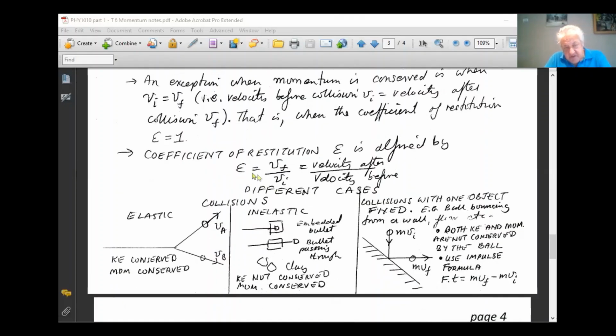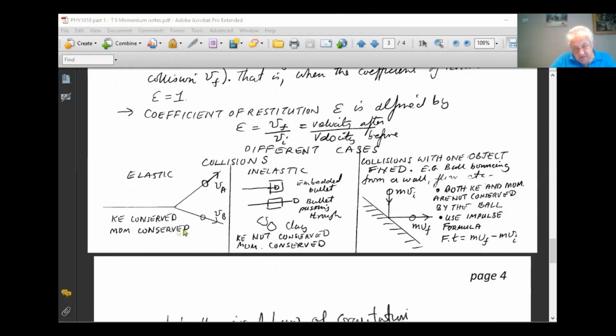And the coefficient of restitution measures whether an object is elastic or not. If the coefficient of restitution is 1, you have an elastic collision. The velocity after is equal to the velocity before. And the coefficient of restitution, notice, is defined as the final velocity divided by the initial velocity. And you can see, depending on the value of epsilon, it tells you how inelastic a collision is. The lower the coefficient of restitution, this is the Greek letter epsilon, the more inelastic the collision is.